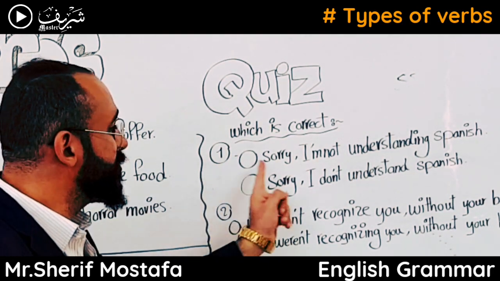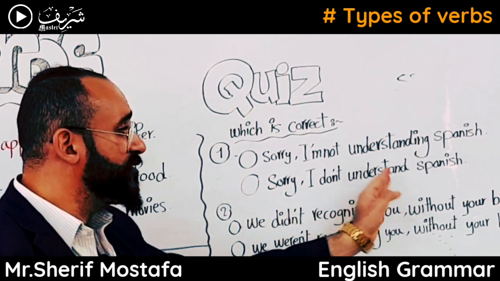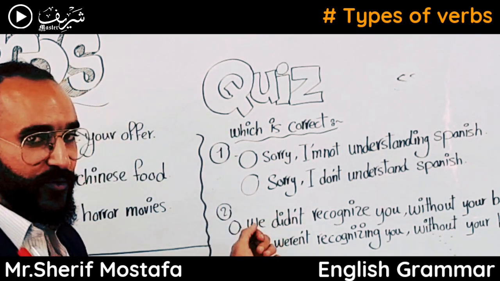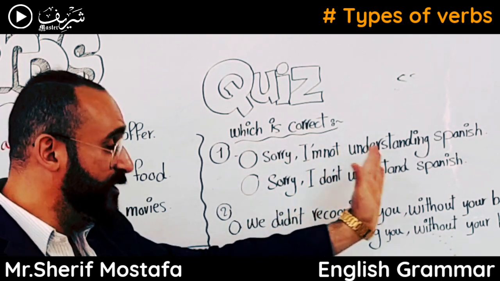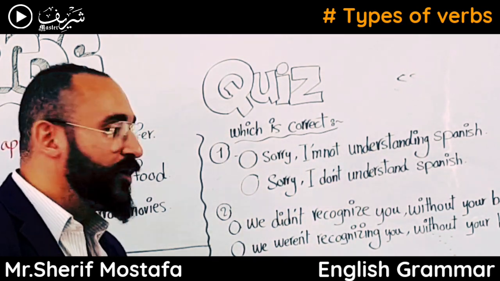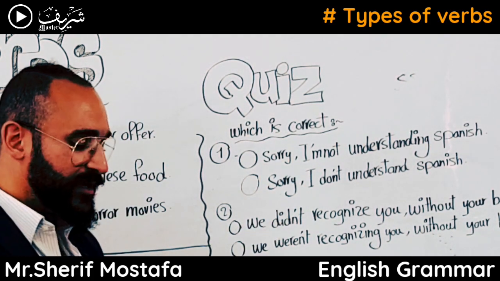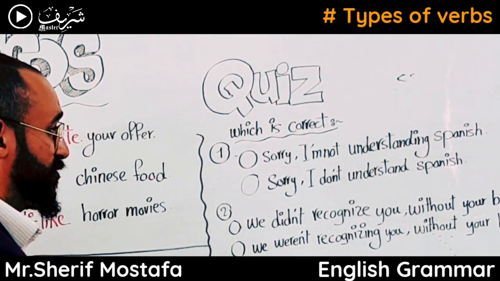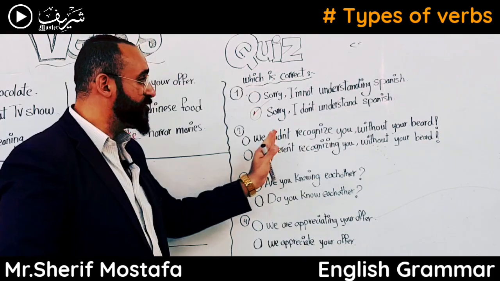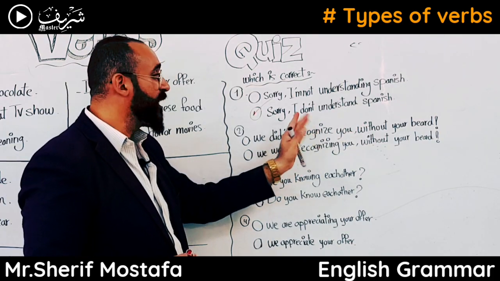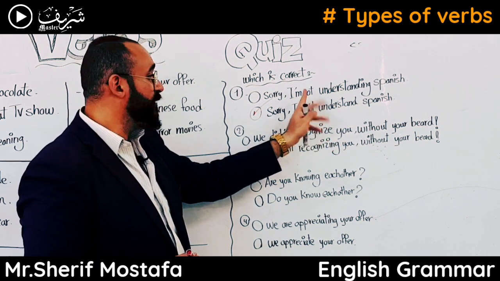So we have here the first one. Sorry, I am not understanding Spanish. Sorry, I do not understand Spanish. So if we go back to the same session, we already discussed that understand is one of the stative verbs, which we cannot by any means use with the be verb. So in that case, yes, you're right. I should say, sorry, I do not understand Spanish. I don't understand Spanish, and this is the right form. Why? Because this is a stative verb, and I cannot use the be verb with it.